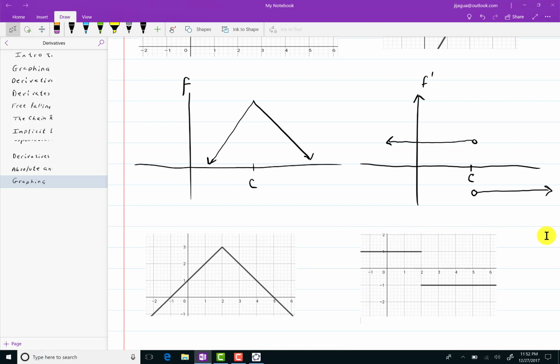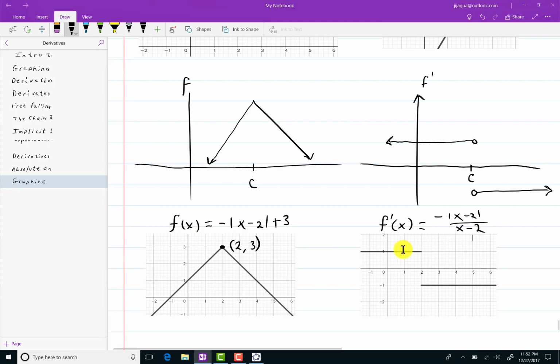Okay, here's the real life situation here. The function that I've graphed is f of x equals the negative absolute value of x minus 2, plus 3, so it's similar to the last one. And you can see that I have a local maximum here and an absolute maximum at (2, 3). But look what the derivative does. f prime of x equals negative absolute value of x minus 2, divided by x minus 2.